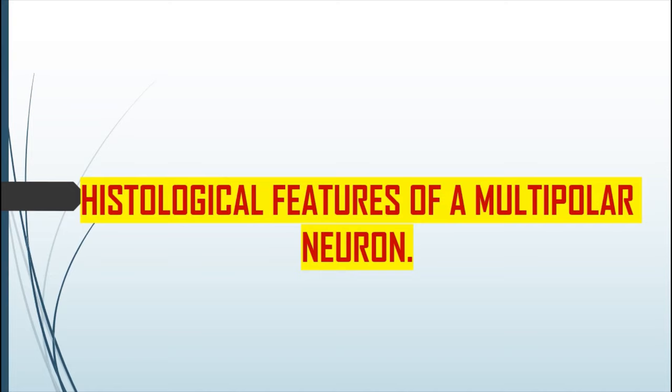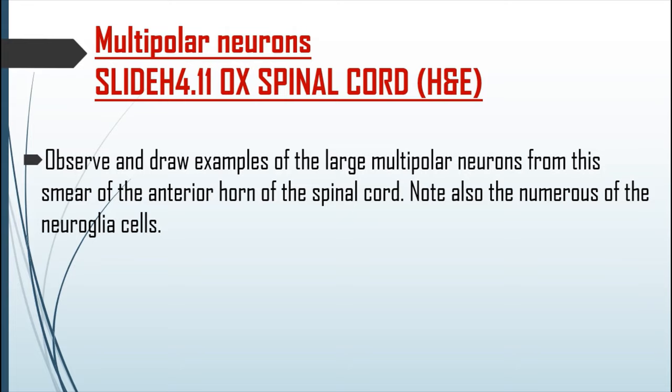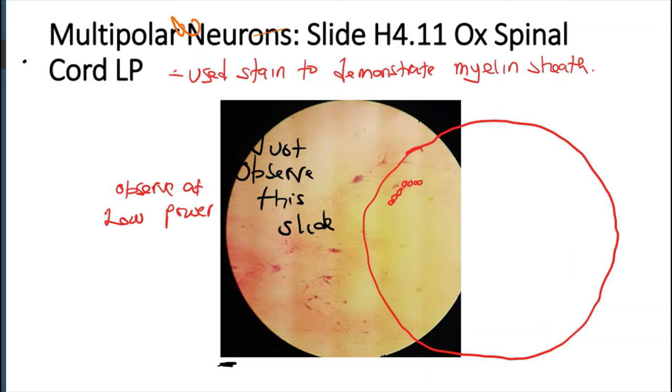All right. Let's move on to the histological features of a multipolar neuron. So the multipolar neuron is demonstrated in slide H4, which is the spinal cord. So multipolar neurons mostly are found in the central nervous system, which is the spinal cord and the brain. So this is at low power. You just observe at low power and then draw at high power.